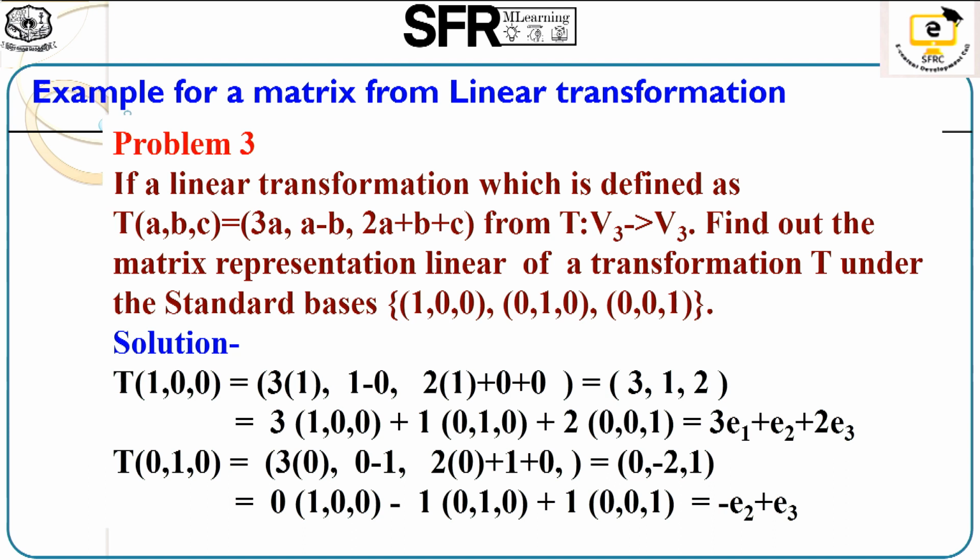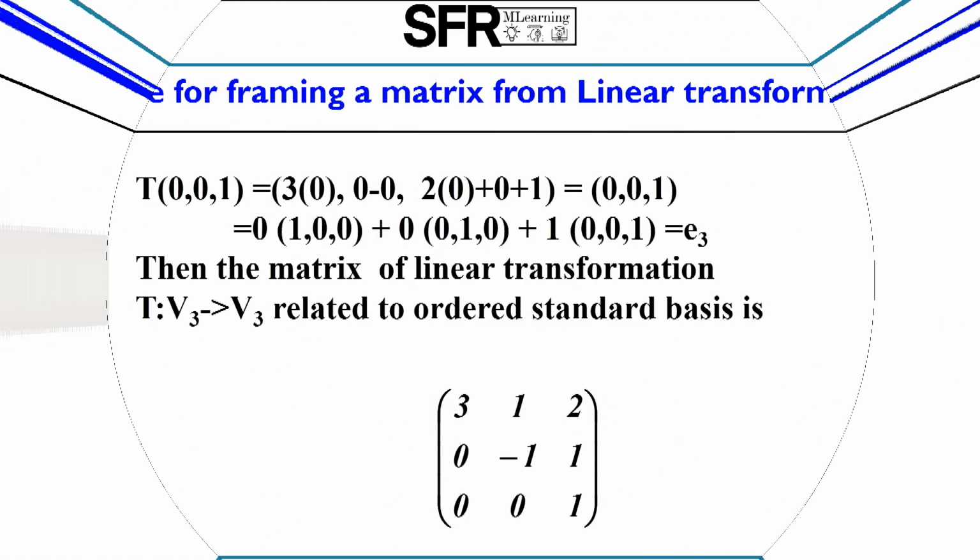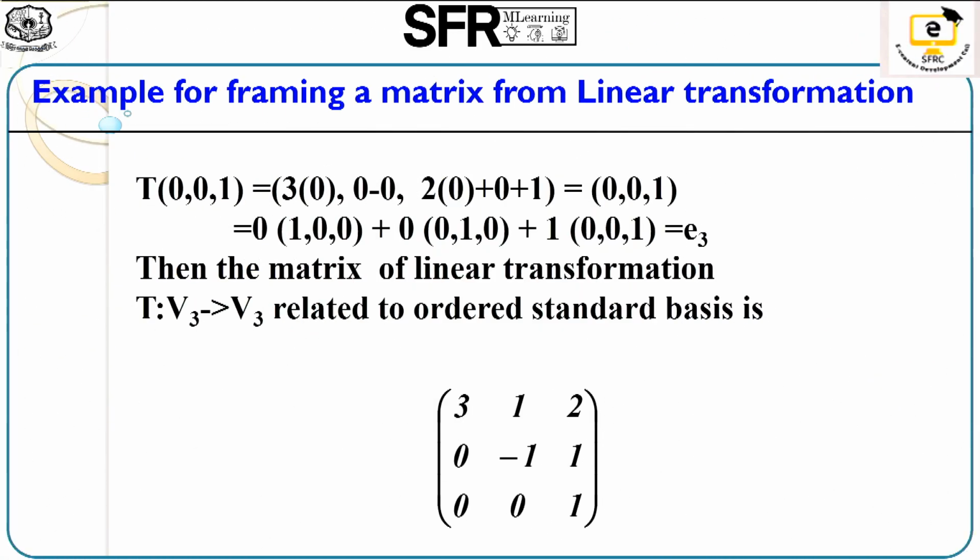Again, we use the third basis vector (0,0,1). Substitute here a equal to 0, b equal to 0, c equal to 1 in that given linear transformation. Therefore, we get (0,0,1). Here 0 of the standard basis (1,0,0) plus 0 into (0,1,0) plus 1 into (0,0,1). The first two values are 0, the only value is e3.